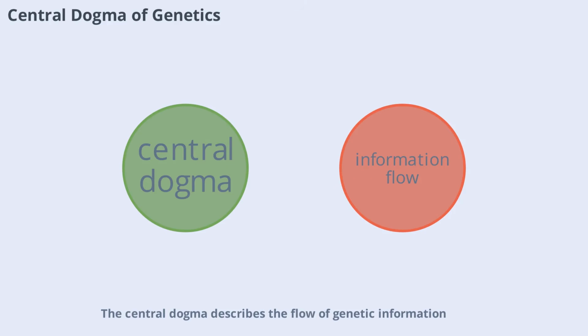Central dogma describes the flow of genetic information. DNA is transcribed into RNA, which is then translated into proteins. This process is fundamental to all living organisms, connecting the molecular world to the traits we observe.